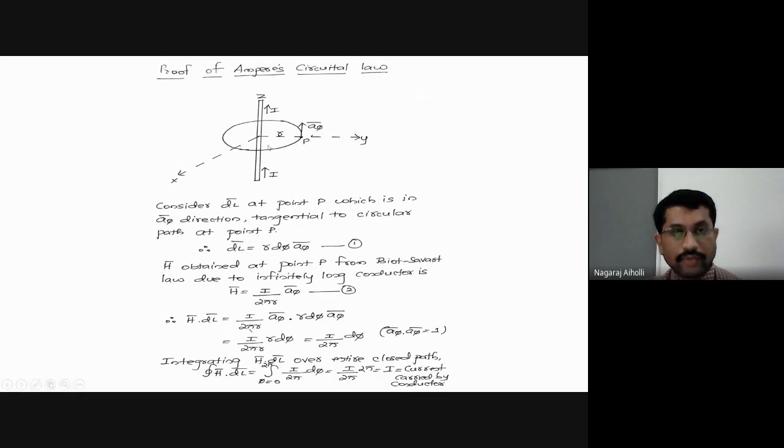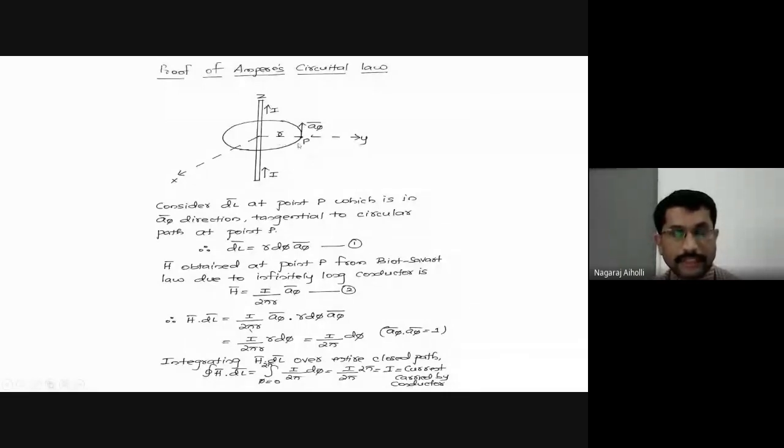And then the current flowing through the conductor is I. At the point P, the elemental length at which we are finding the magnetic field intensity is tangential to the circular path. This circular path is enclosing this conductor, which is carrying the direct current I. And at the point P, the magnetic field intensity is tangential to this circular path.